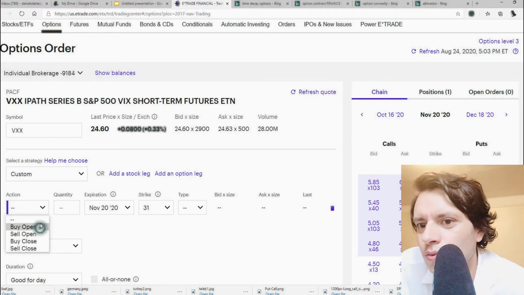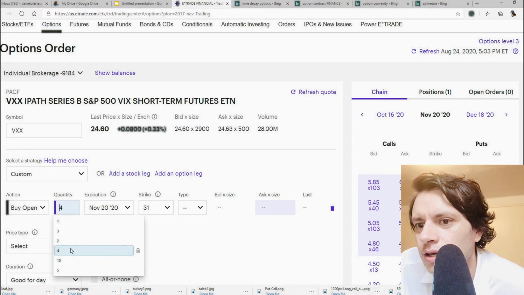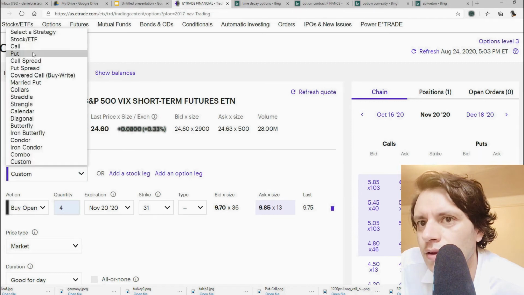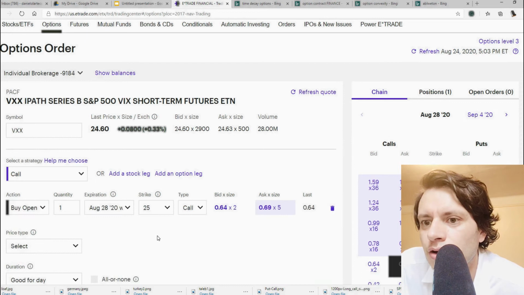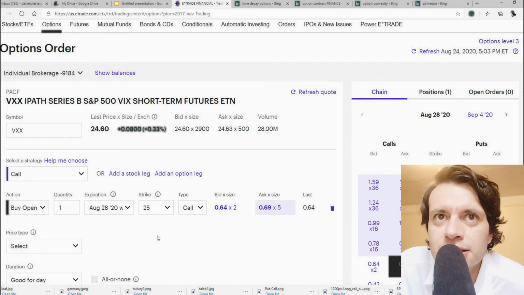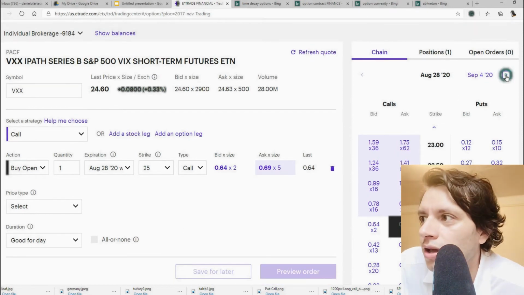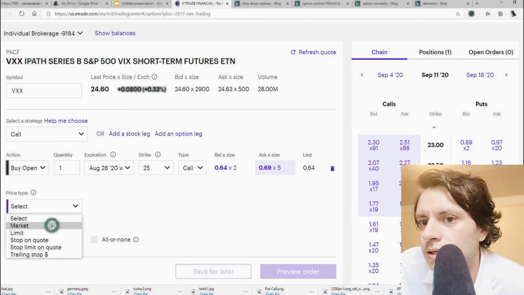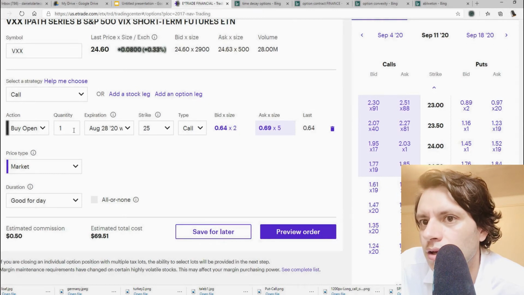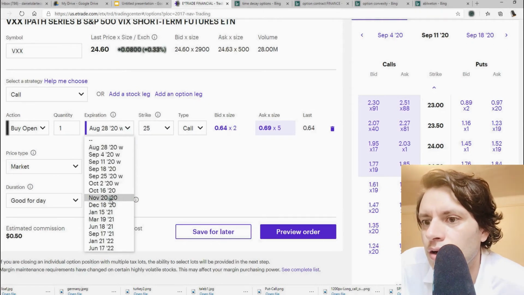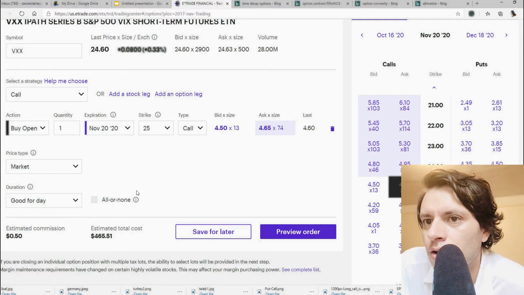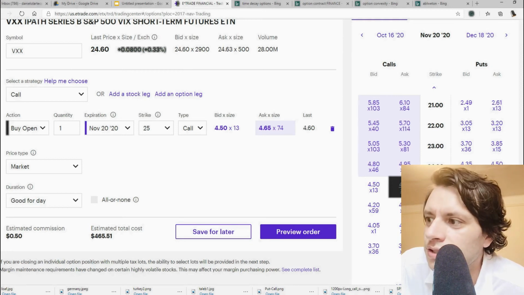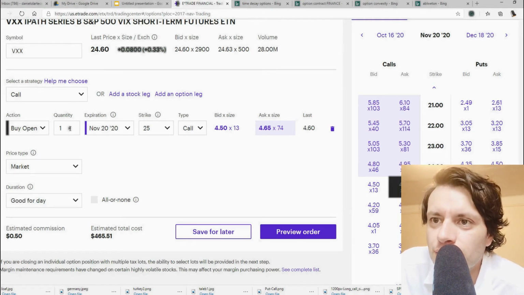And then you do buy, and then you say, well, let's buy, let's say 4. We want to do a call, right? Because it's inverted, right? When the VIX spikes, the stocks go down, so we want to go even higher. And then we're going to go to, well, we already picked it. So let's see, market, November. So one contract is 465, right? Because it's 4.6 times 100. So it's 465, right? You have 100 of them with 1 unit.